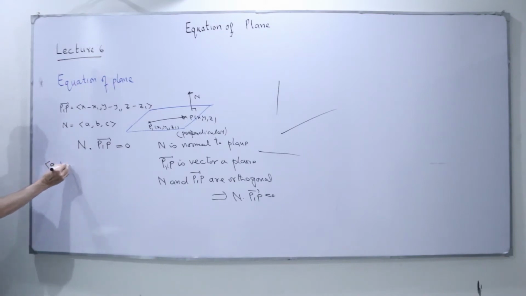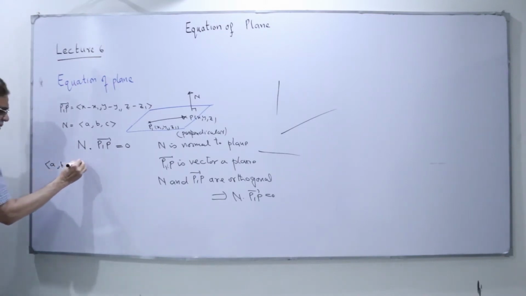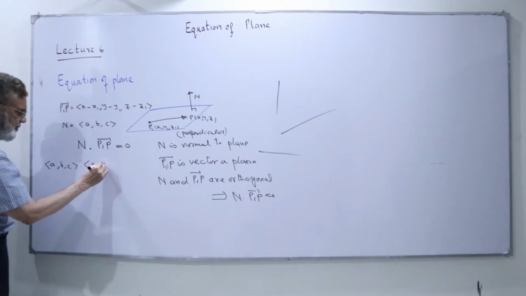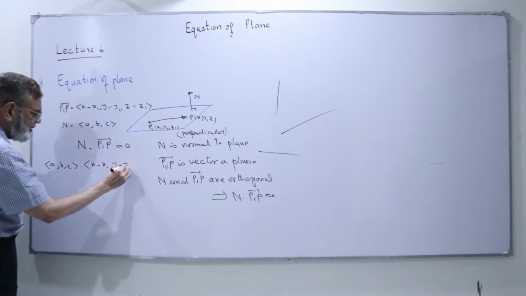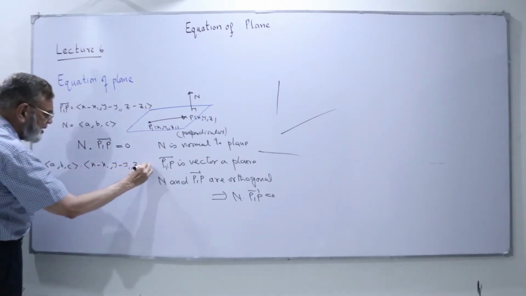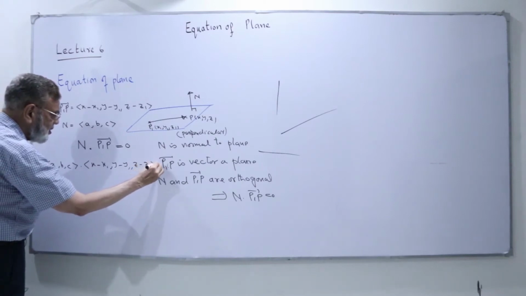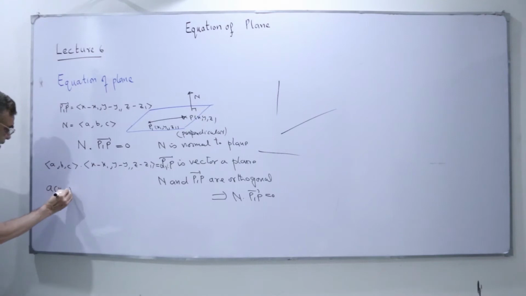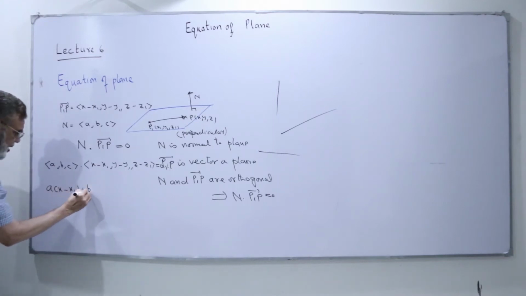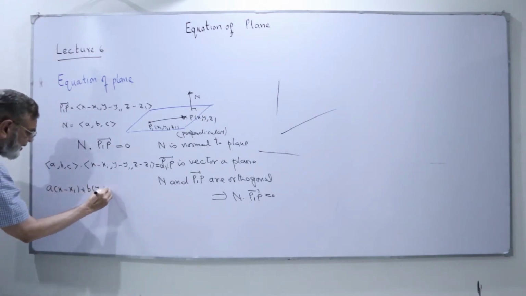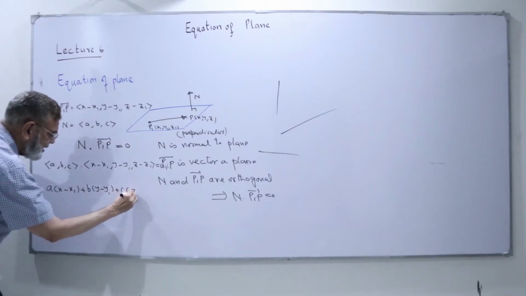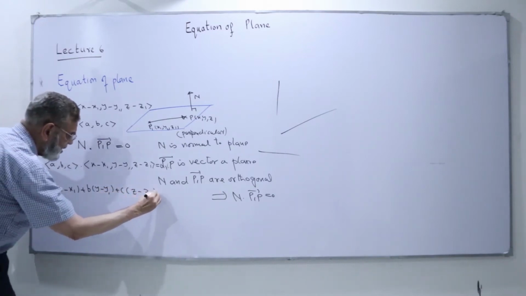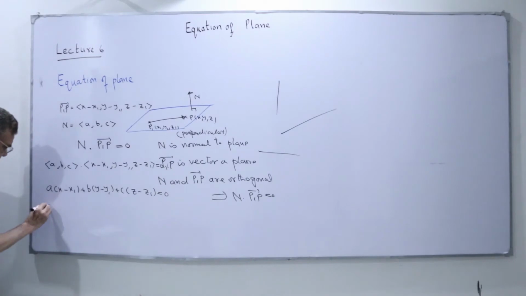Vector n is equal to a, b, and c, and P1P is equal to x minus x1, y minus y1, and z minus z1, and the dot product is equal to 0. So we multiply them, and we get a(x minus x1) plus b(y minus y1) plus c(z minus z1) equal to 0, which is the equation of the plane.